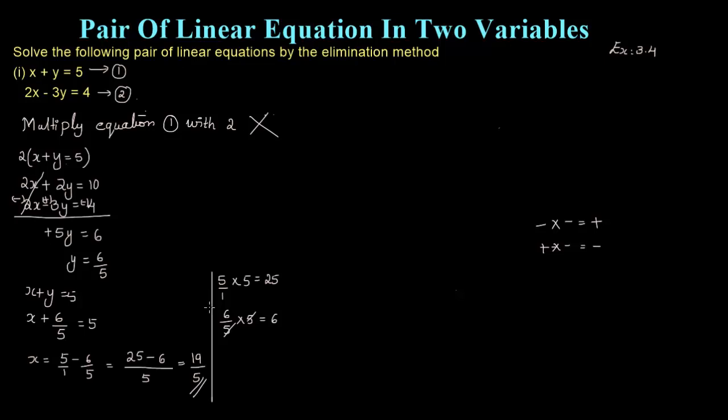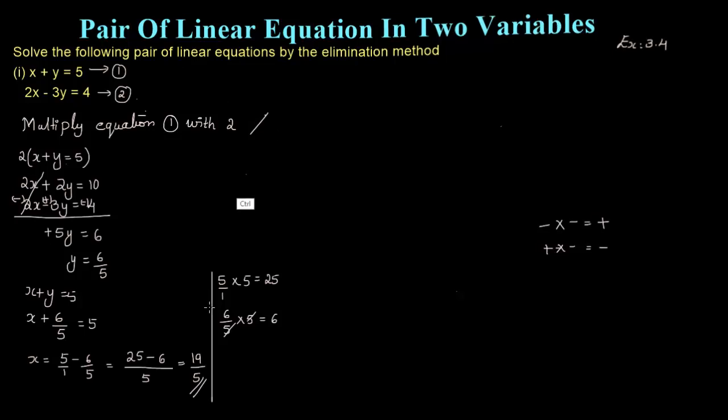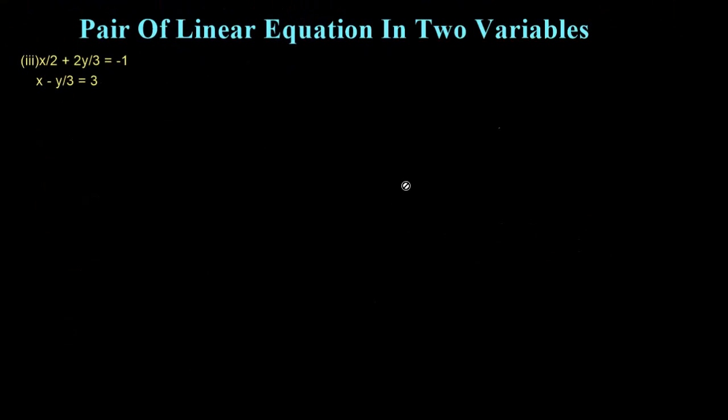So because of that we have multiplied. If it is already equal, then no need to use this step of multiplication. Okay. So this is the next question of the same month. It was looking a little bit different, so I just thought to help you out in this question. You can observe it is x divided by 2 plus 2y divided by 3 is equal to minus 1.